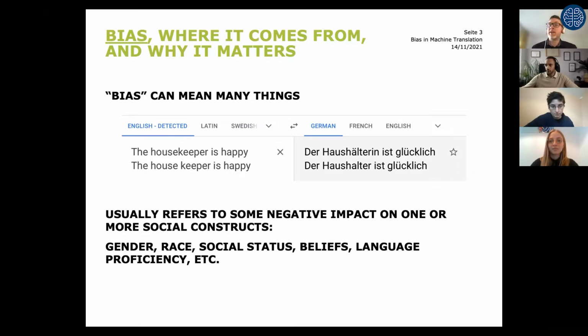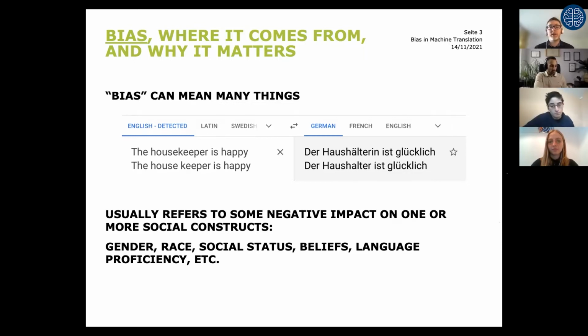The second one is a language proficiency issue. So I'm a British native speaker. I've made a language mistake in the second one, and Google has automatically defaulted to the male type. So in these two situations, we've got a clear bias towards the female housekeeper. And then once the language proficiency error creeps in, albeit a small one, Google defaults and flips to a different gender. And so usually when we talk about bias, we mean things like some negative impact on one or more social constructs. And these can be gender, race, social status, beliefs, language proficiency, and a large number of other things.